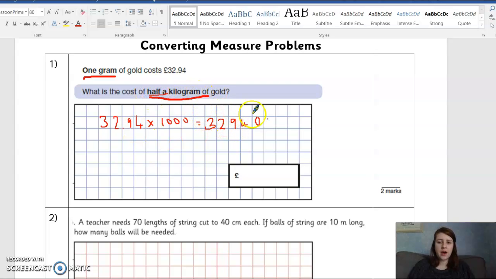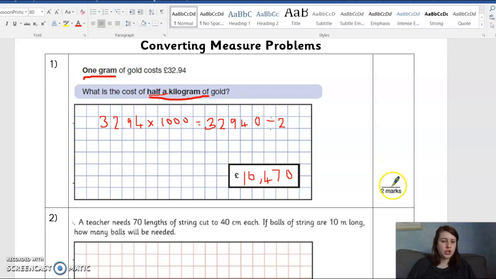So then if I want to work out half a kilogram, all I need to do is divide this by 2 to get my final answer. And so that would give me 16,470 pounds. So hopefully you got that one right. You might have worked it out as just times this by 500, which is going to give you 500 grams. But this is the way that I've done it. It doesn't matter which way you've done it as long as you've got the right answer.